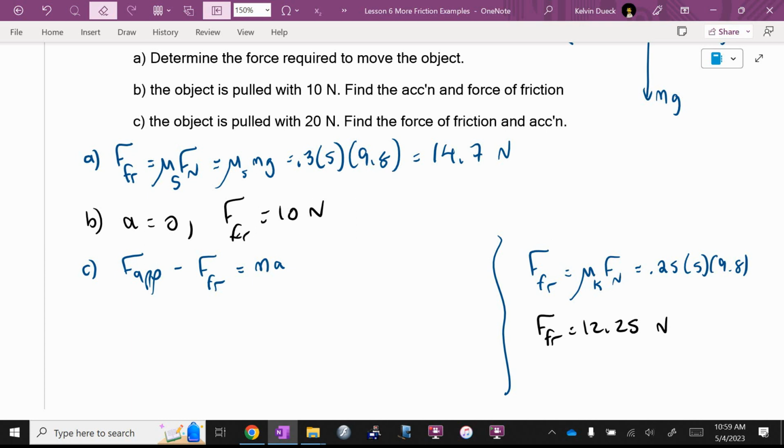No longer 14.7. Trust me, if you start moving heavy objects, once you get them moving, you can use that.